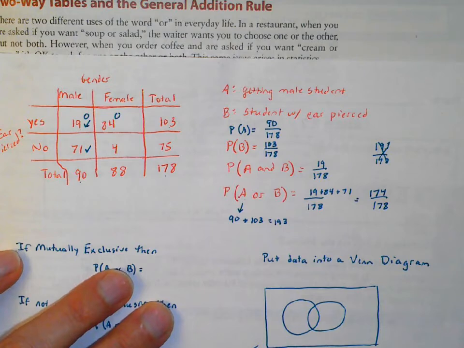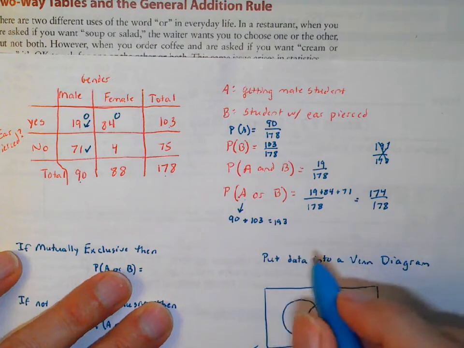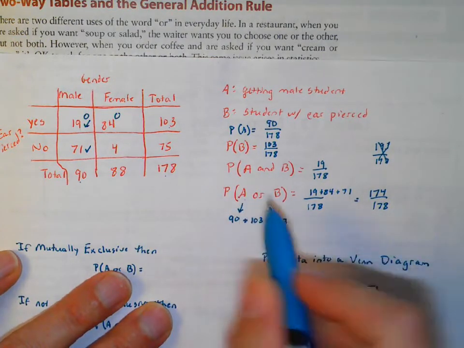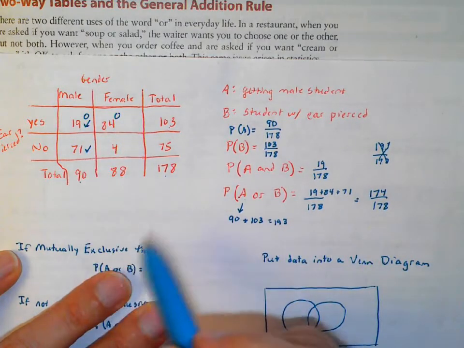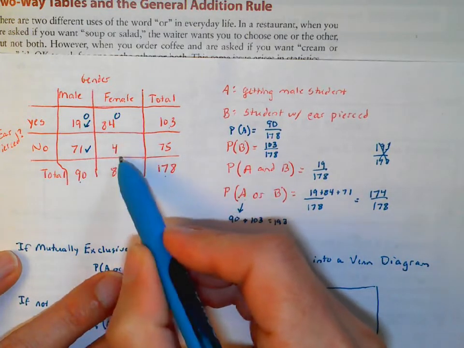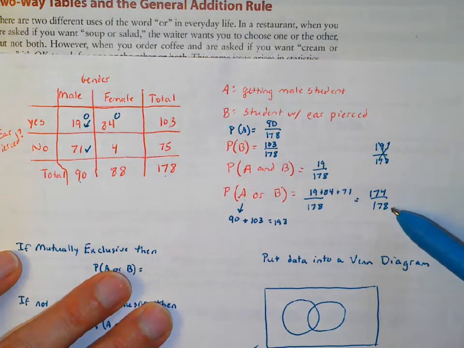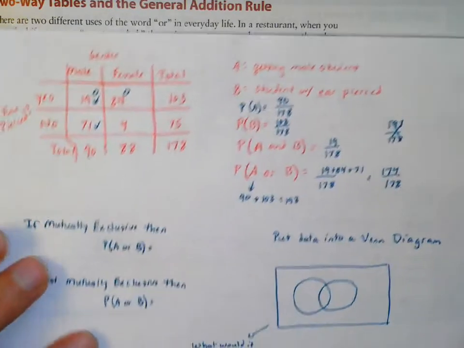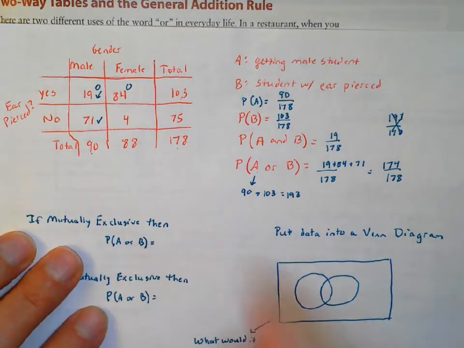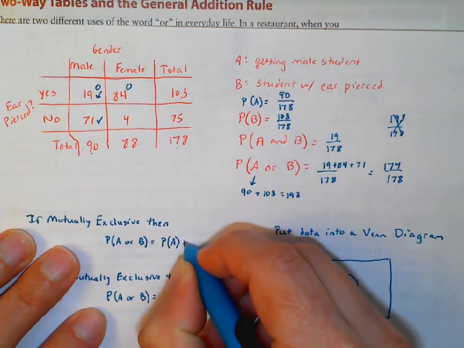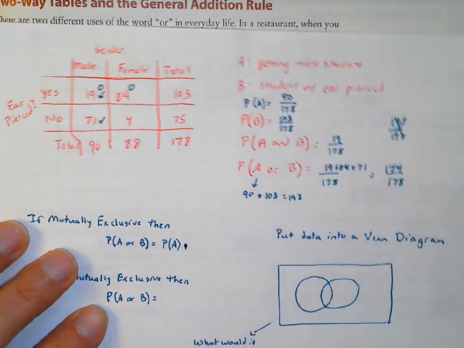Now another thing to look at is a general rule. Another way to think about it is, if it's A or B, the complement of that would be the ones that don't, right? So if I have 178 minus 4, that gives me the 174 as well. You could do it that way. But our general rule is this. If they're mutually exclusive, if they can't overlap at all, then it's just the probability of A plus the probability of B.